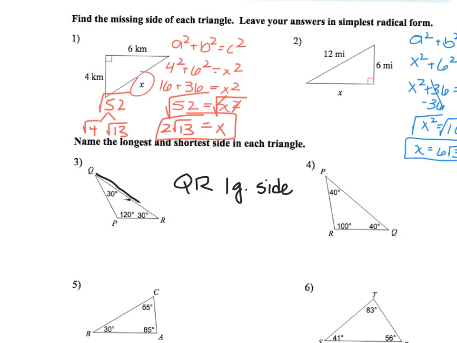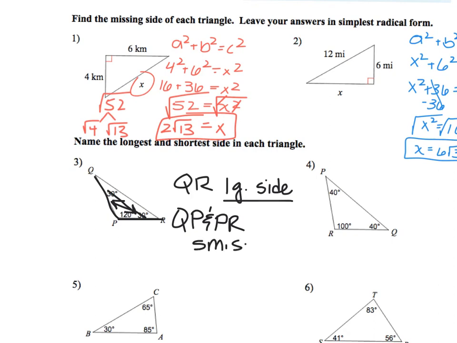Let's say we want the shortest side. Well, in this one there's going to be a tie. And the reason for that is because if you look at the 30s, there's 2 of them, so that's not really the smallest angle. There's a tie for the smallest angle, which means these are both the shortest sides. So QP and PR, or RP, remember order doesn't matter here, are the smallest sides.